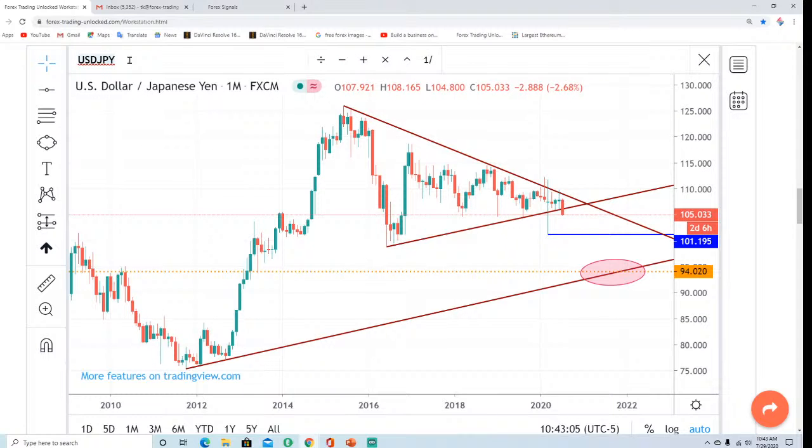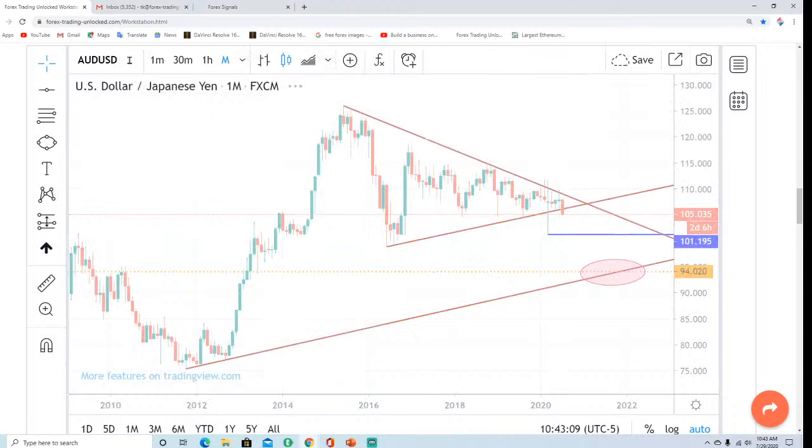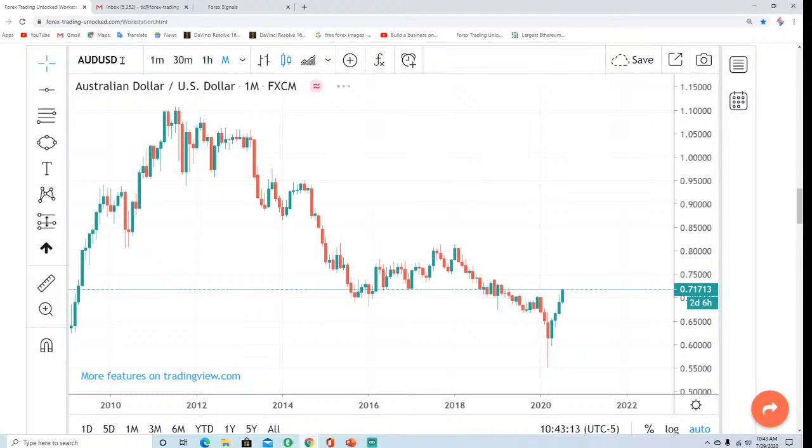All right, now let's look at the Australian dollar, US dollar, and see what's going on. The Australian dollar, US dollar has been rallying pretty strong against the dollar, as you can see, since back in March.